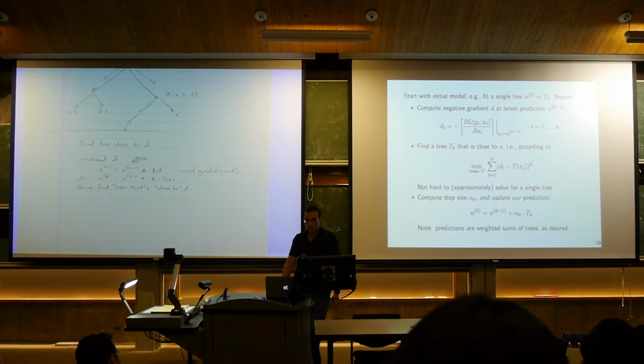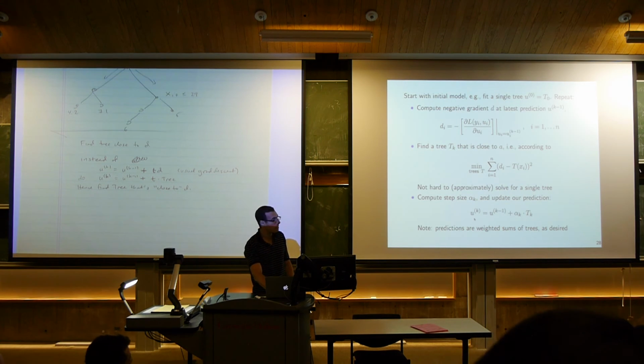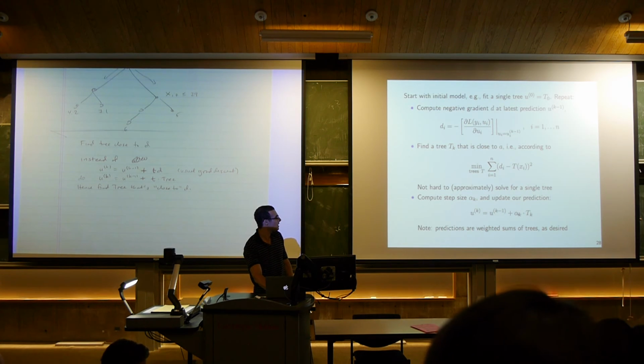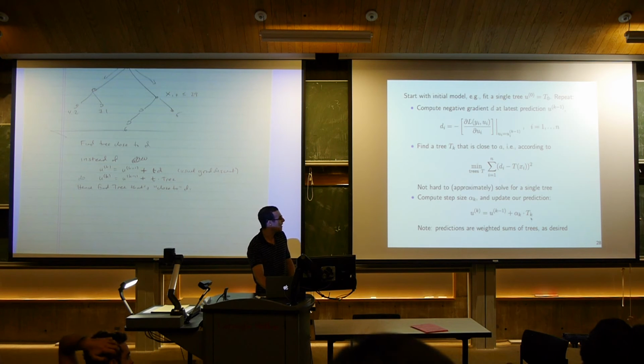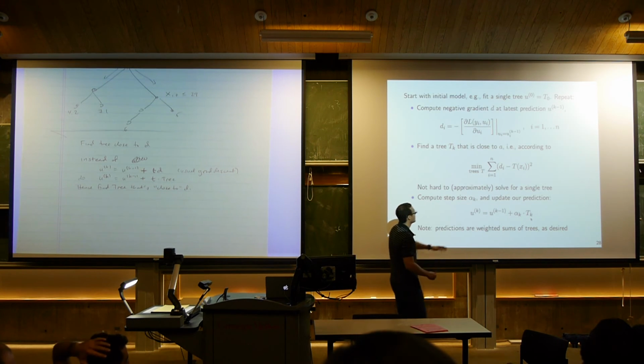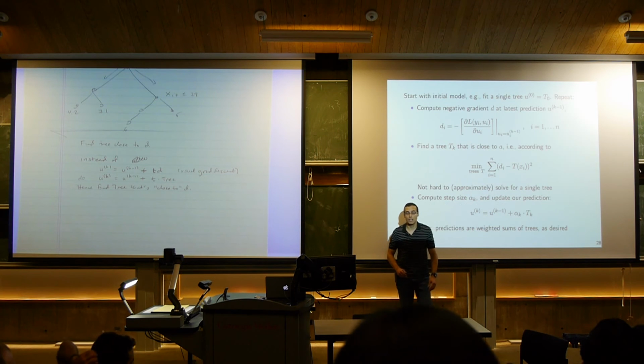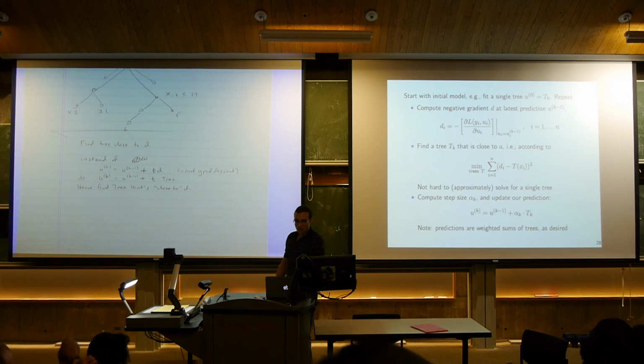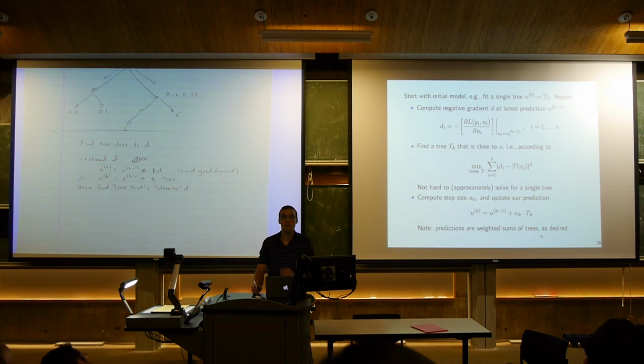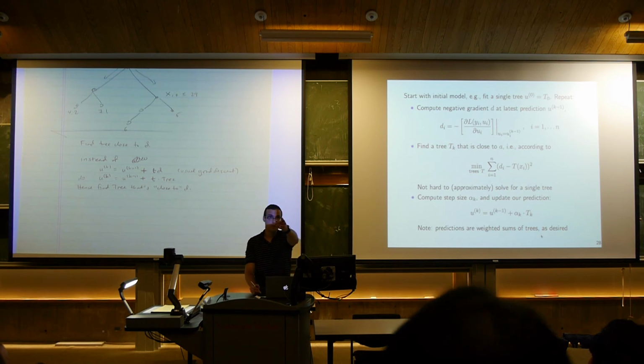And then these are my updates. I take u_k to be u_{k-1} plus a step size, here I've called it alpha_k, times that tree, the tree that is close to the negative gradient. And exactly as we asked for, our predictions are weighted sums of trees. Okay, that's gradient boosting.